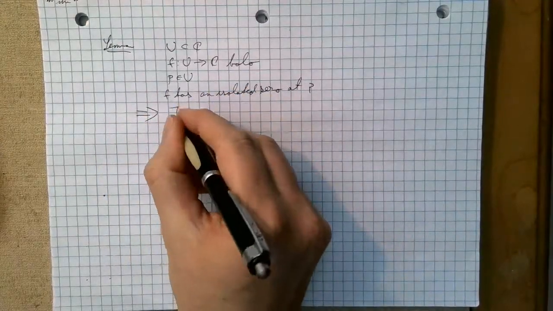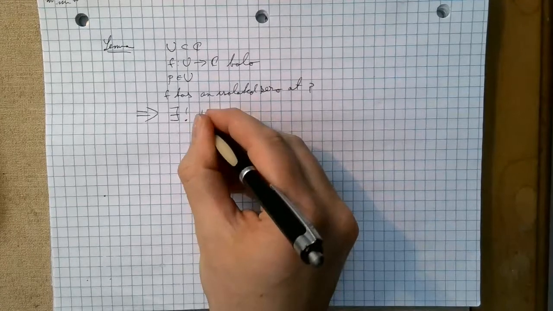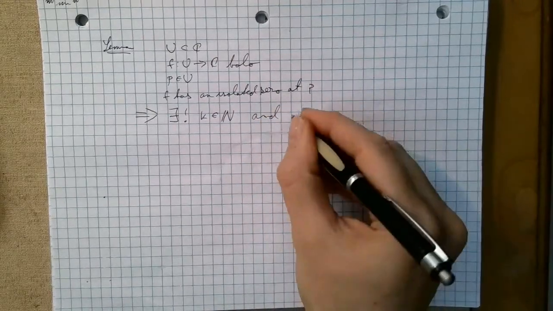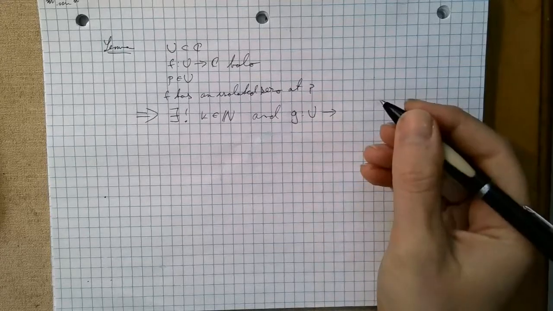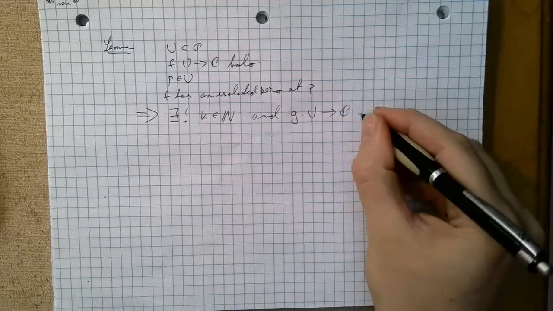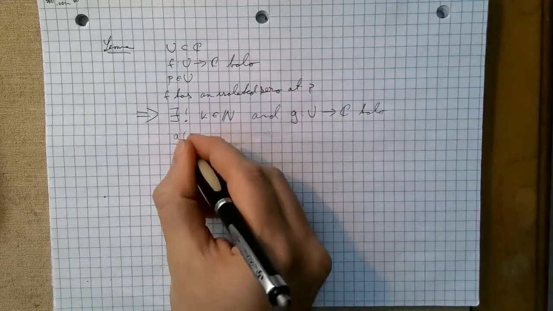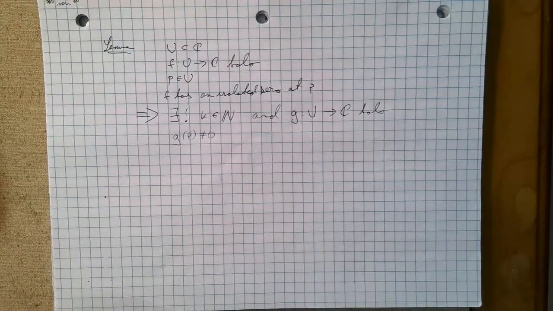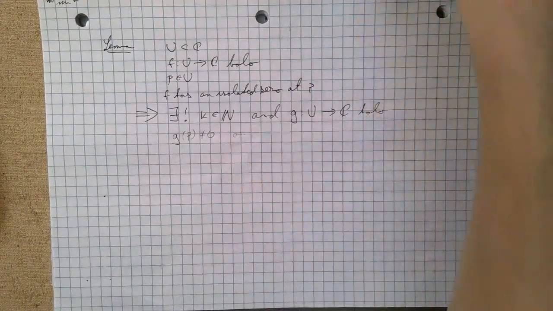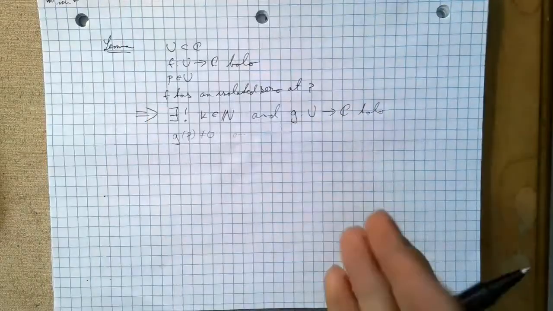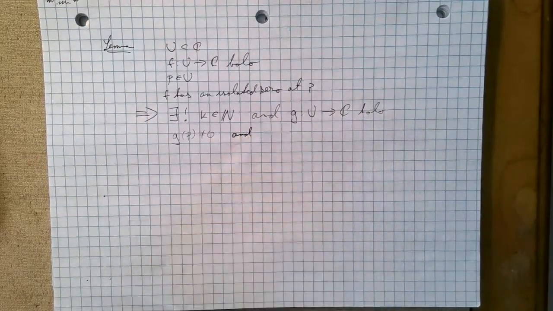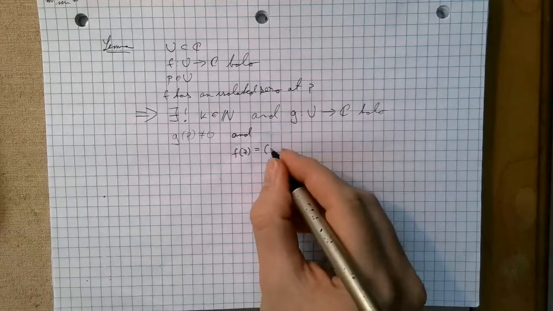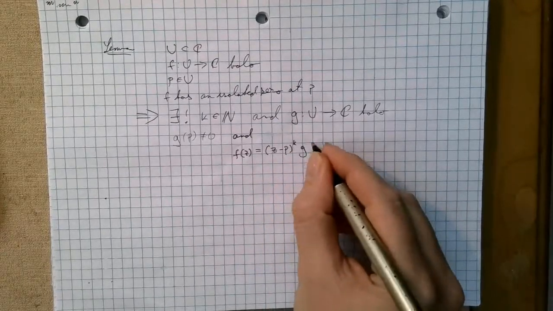Then there exists a unique positive integer k, and a holomorphic function g on all of U, such that g at P is not equal to 0, and we have that f of z is basically, I can factor out (z minus p) to the k.